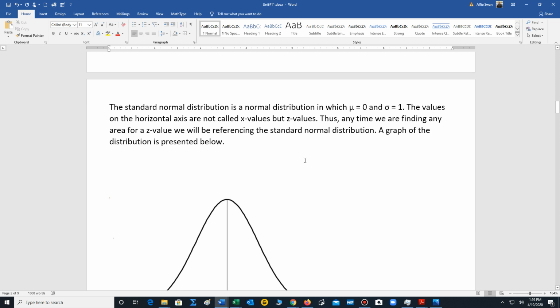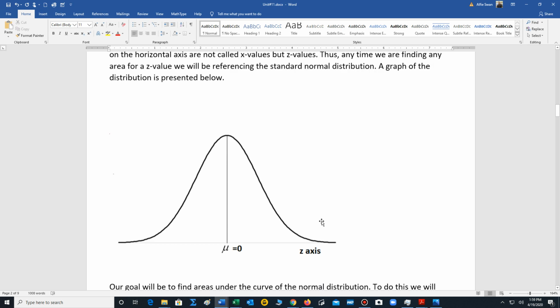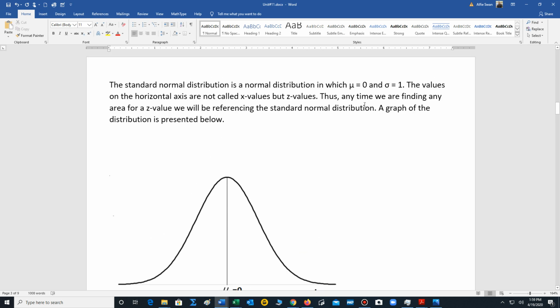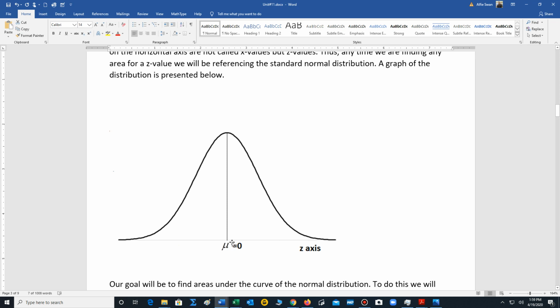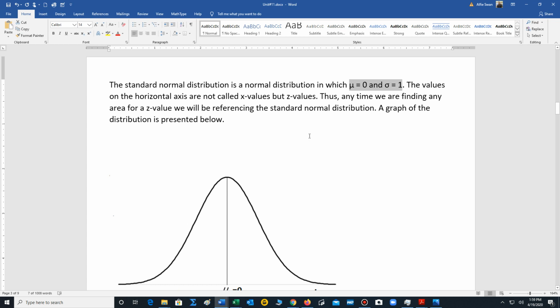The standard normal distribution is a special case of the normal distribution. Here the mean is equal to 0 and the standard deviation is equal to 1 always. If you see mean equal to 0 and standard deviation equal to 1, that is the standard normal distribution. Also, this axis is not an x-axis, it's called a z-axis. So whenever you're working with z values, that tells you that we are working with the standard normal distribution.